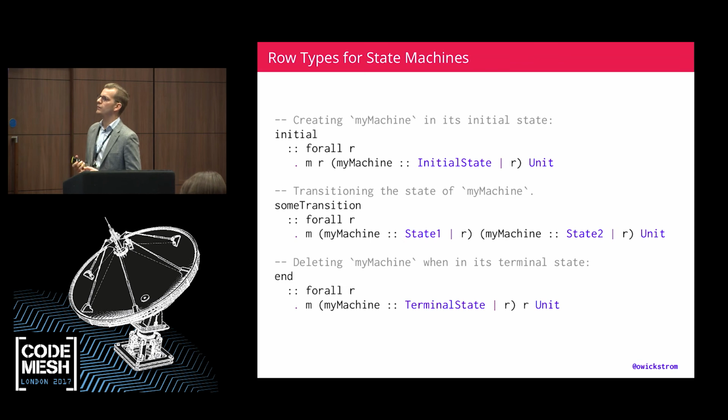And in the first example, initial, we go from having some row to having a row with my machine added to it. So this kind of creates a new state machine value or resource. The second example transitions from my machine having state 1 to my machine having state 2. And the third example transitions, or kind of deletes, a machine that's in its terminal state. So it goes from a row with that my machine terminal state to a row without it.